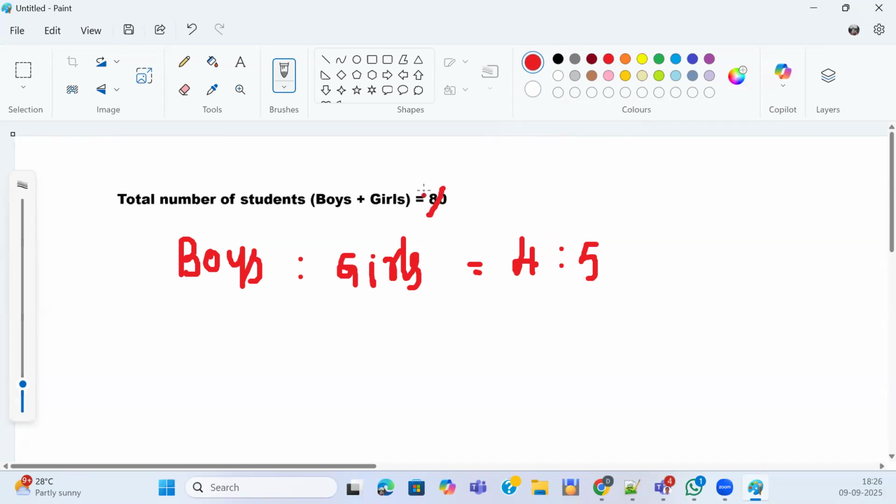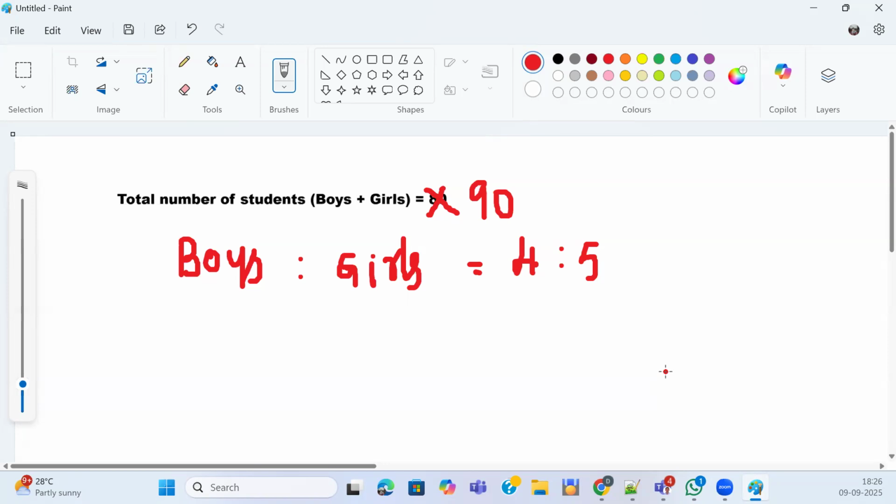You make it, instead of 80, make it 90. Tell me, what is your thought process? 4x plus 5x is equal to 90. Very good. So the answer is 4x plus 5x equal to 90. Why? What is the reason? Because we need to first find the original number.